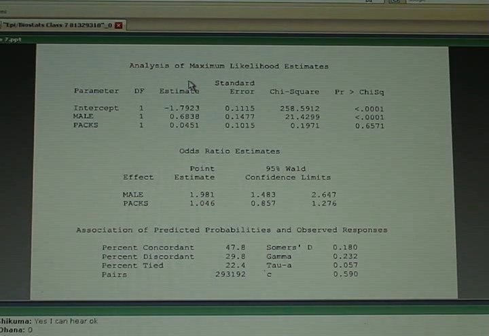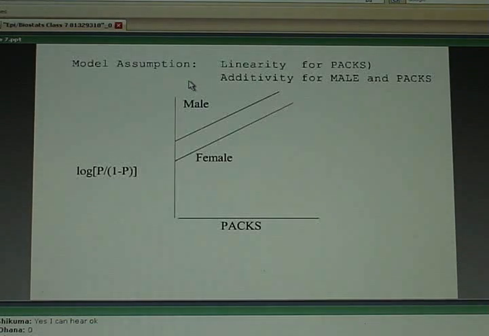No longer are we breaking smoking into categories. No longer are we doing a separate analysis comparing males and females who don't smoke and males and females who are 1-pack-a-day smokers, 2-pack-a-day smokers, 3-pack-a-day smokers. Now what we're doing in a model is saying we assume that males and females have a log odds of disease that depends on their packs, but depends on packs in a linear relationship, by having two parallel lines, one for males and one for females.